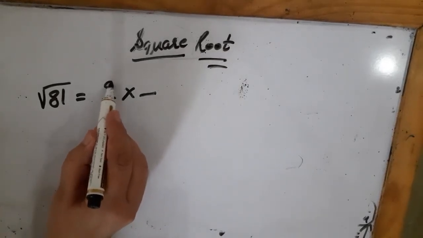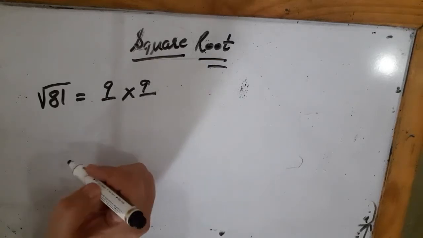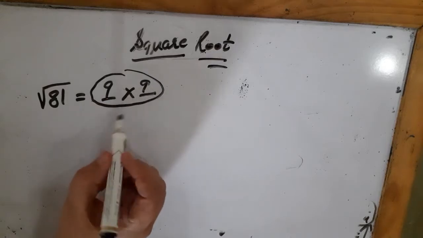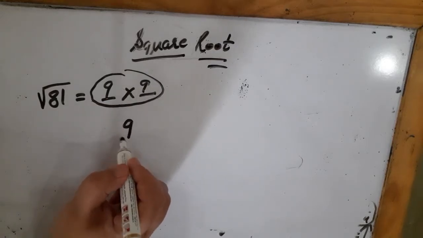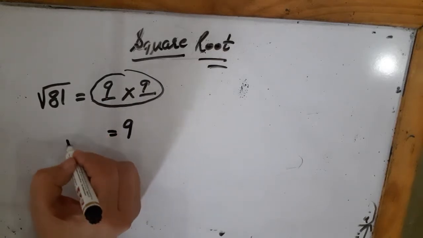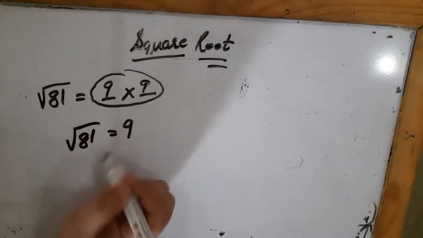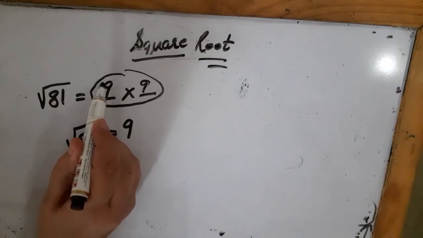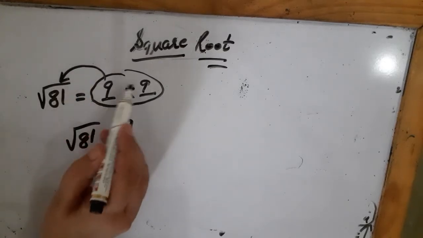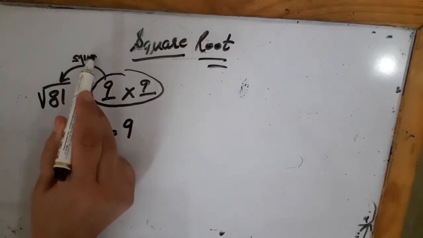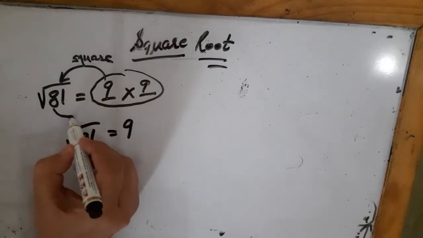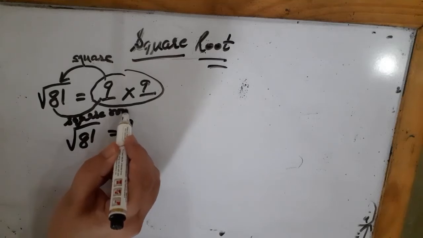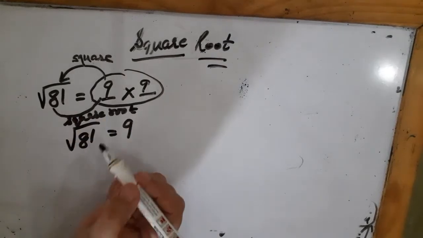That number is 9. So 9 nines are 81. Now out of this pair 9 and 9, I will take only a single number, only one factor, and that will be the square root of 81. So what I can say is that 9 square is 81 because 9 nines is 81, while the square root of 81 is 9.